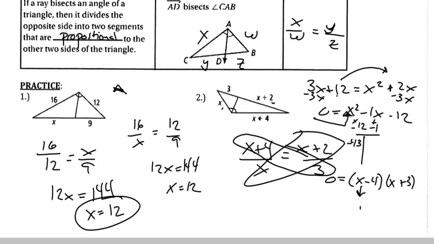When I set that equal to 0 and solve, I get 4. When I set that equal to 0 and solve, I get negative 3. Are either of those extraneous, meaning they don't make sense for our problem? That one's extraneous. It makes no sense for our problem because you cannot have a side that is a negative length.